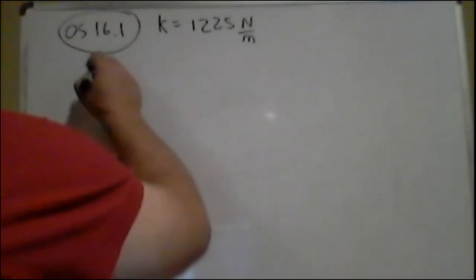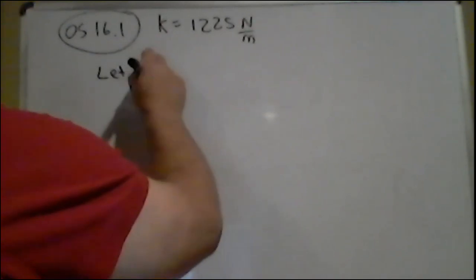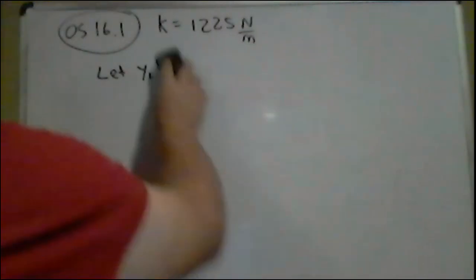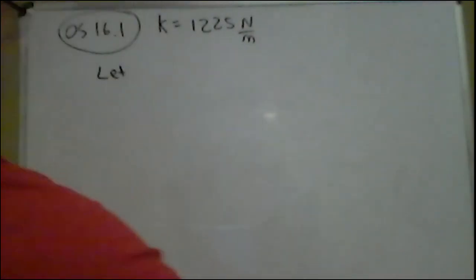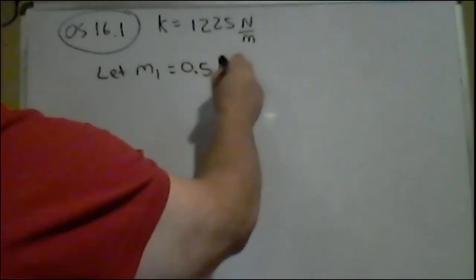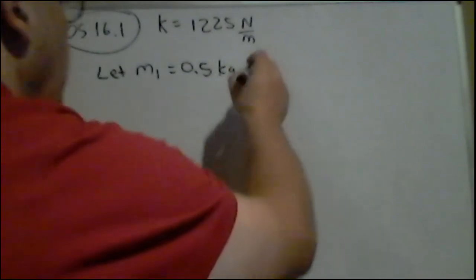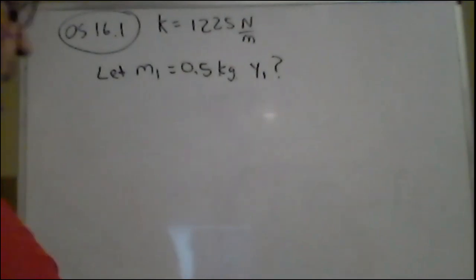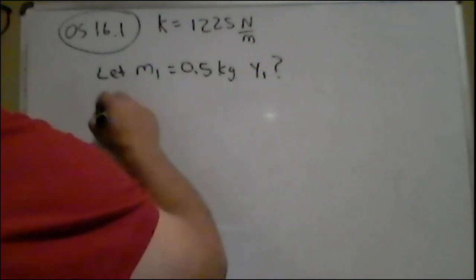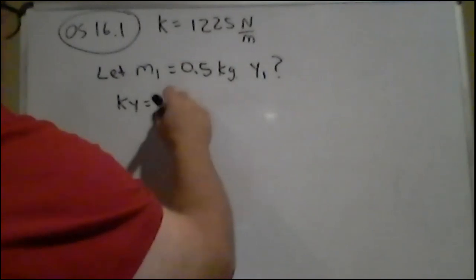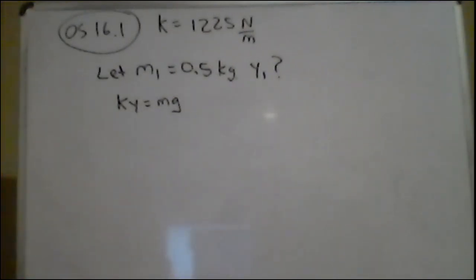Well, let M1, for instance, be a half a kilogram. Let's pick a half a kilogram. So what y1 corresponds to that? What y1 corresponds to a half a kilogram? What stretch? Well, what do we know? Again, Ky equals mg for our little equilibrium scale equation.